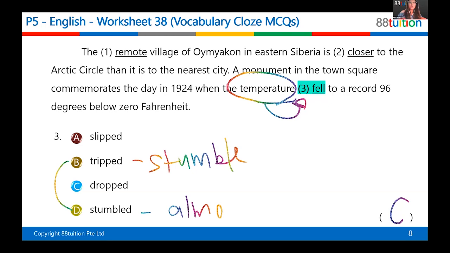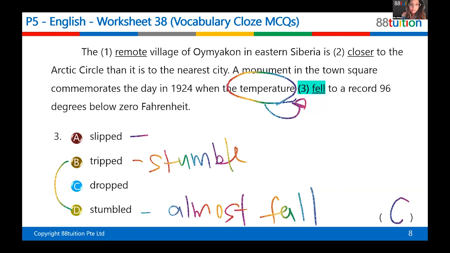I can just trip. I lose one footing but I balance myself again. But stumble is when I'm almost going to fall already. So in your composition, if you're going to write about a character who is literally going to stumble and fall down, then you use stumble. But if he just tripped on a stone, for example, he just lost one footing. So using the most accurate verb in composition is very important.